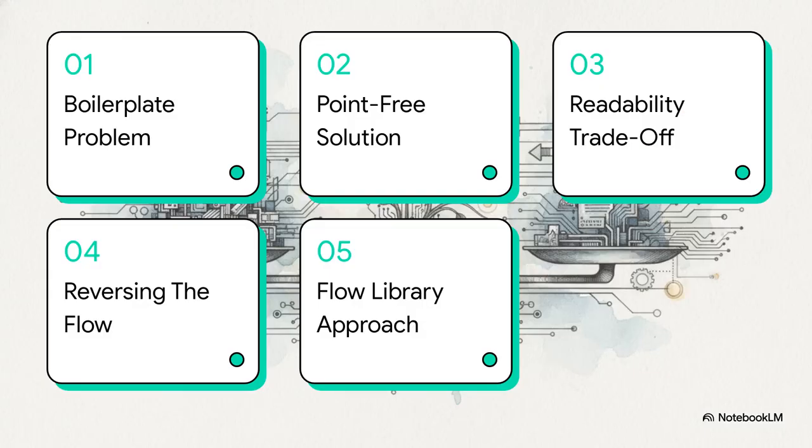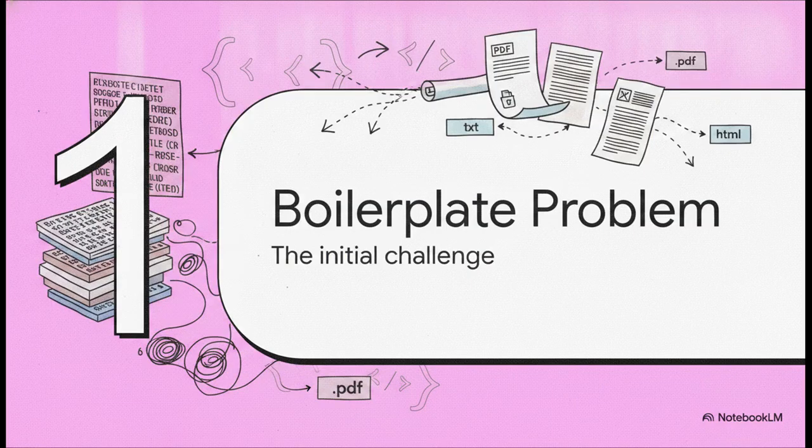So here is our roadmap for the Explainer today. First, the boilerplate code problem. Then, the point-free solution. Third, the readability trade-off. Fourth, reversing the flow. And finally, number 5, the flow library approach. All right, let's jump right into part 1, the boilerplate code problem.